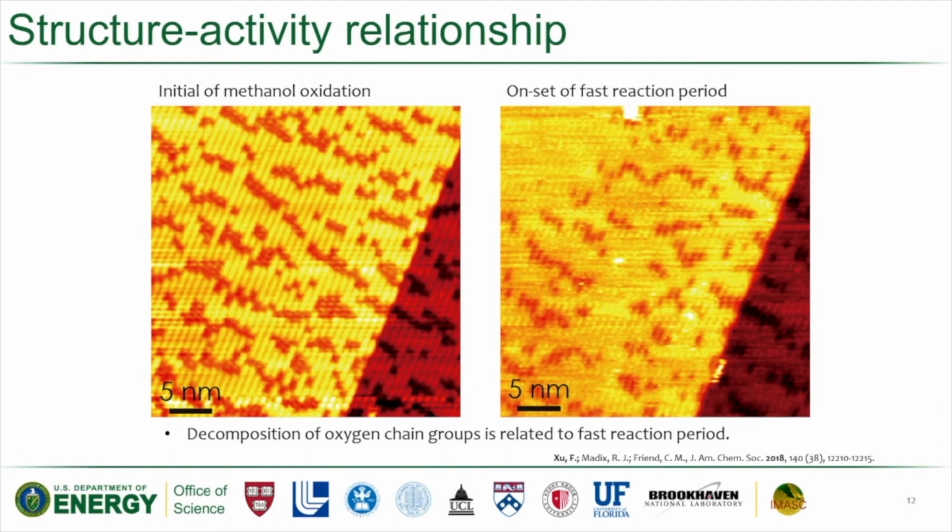And on the left, we have chain groups across large areas on the terrace, while on the right, we don't have that many long chain groups. It decomposes into small parts. So we think that decomposition is related to the fast reaction speed. And also that's breaking the attractive interactions between the oxygen chains.